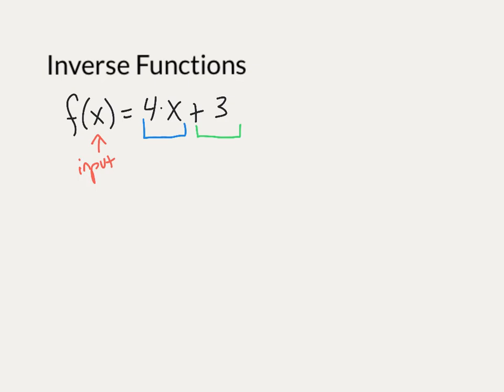So I'm going to make an analogy here about putting on your socks and then putting on your shoes. The order in which I did these things, and the typical order that we put on our socks and shoes, is we put on our socks first. So I'm going to call multiplying by 4 putting on my socks, and adding 3 putting on my shoes. We have some input, which would be our foot. We put on our socks first, and then we put on our shoes.